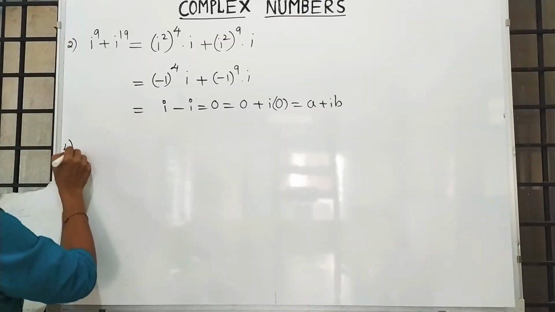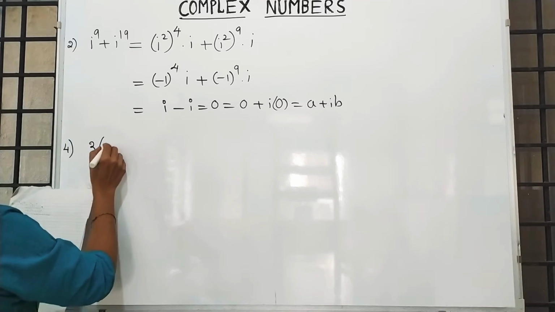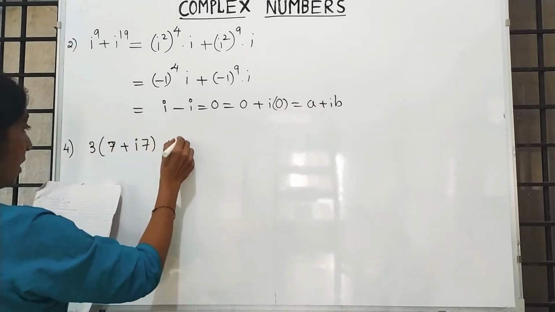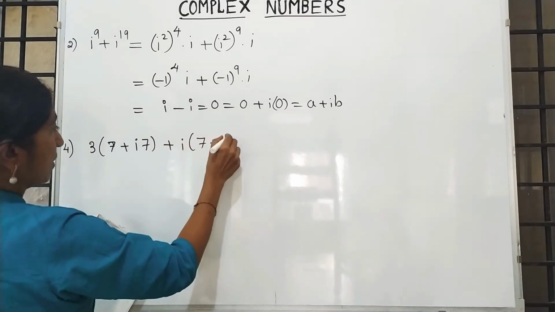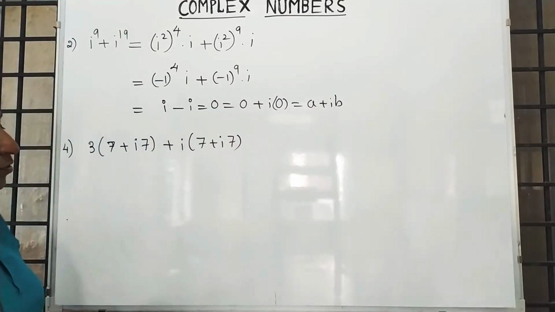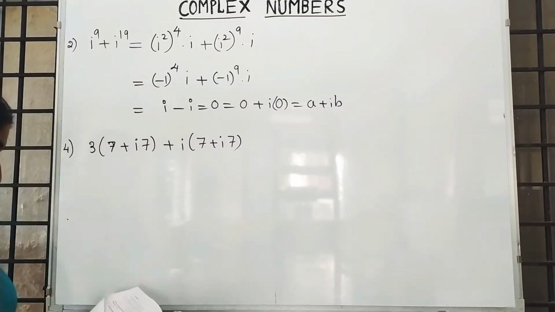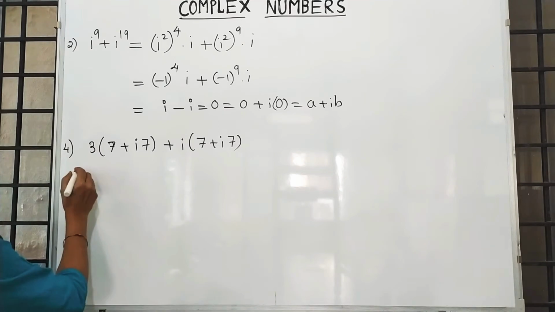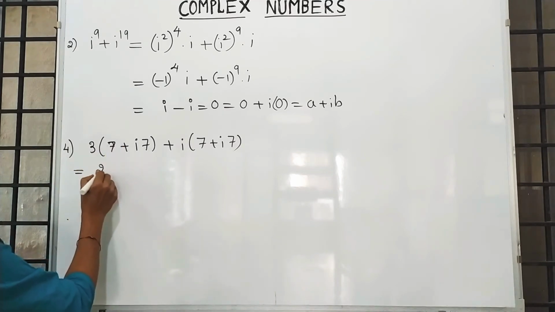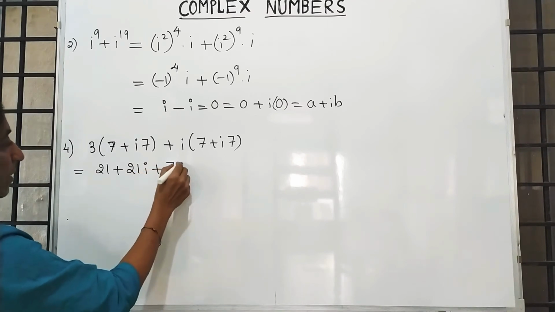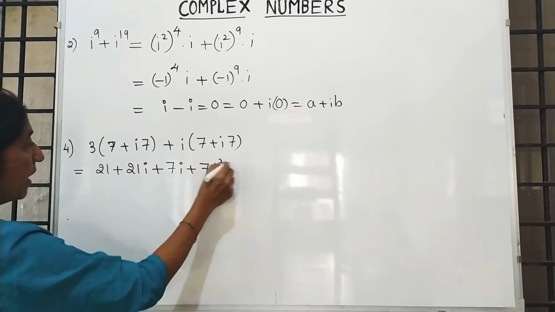Next, the fourth one I also gave you as homework. 3 in the bracket 7 plus i, 7 plus i in the bracket 7 plus i, 7 plus i. So here, this also we have to represent in the form of a plus ib. So, just remove the bracket. Multiply the first 3 with both the numbers: 21 plus 21i plus 7i plus 7i square.